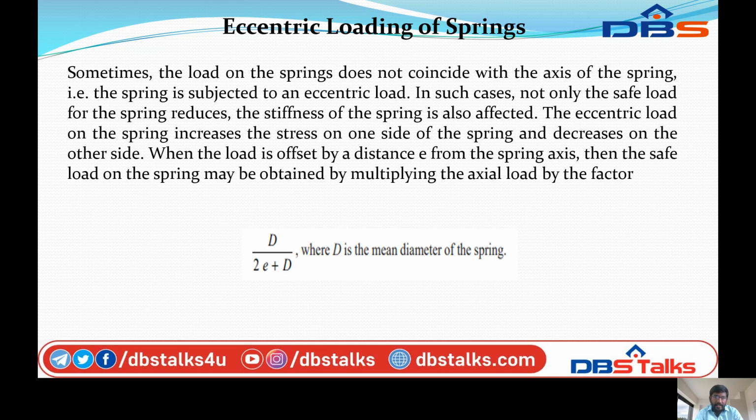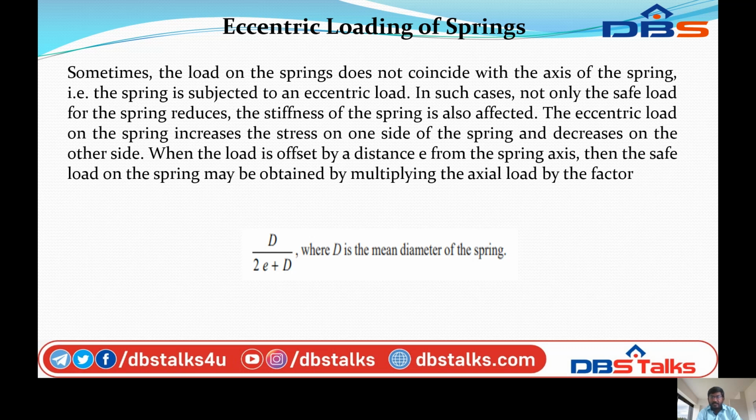The eccentric load on the spring does not coincide with the axis of the spring. The spring is subjected to the eccentric load in such cases. So one effect is that the safe load reduces, and another is that the stiffness of the spring is also affected. The eccentric load on the spring increases the stress on one side of the spring and decreases it on the other side of the spring.